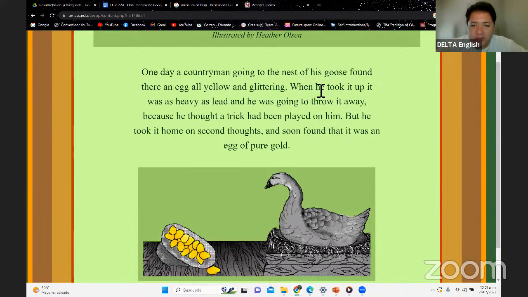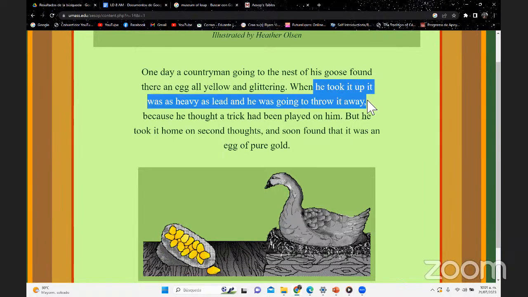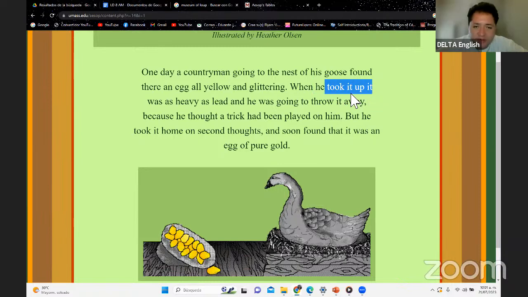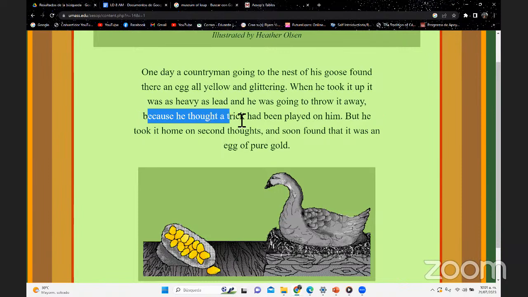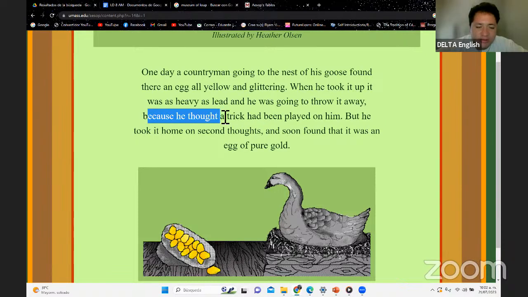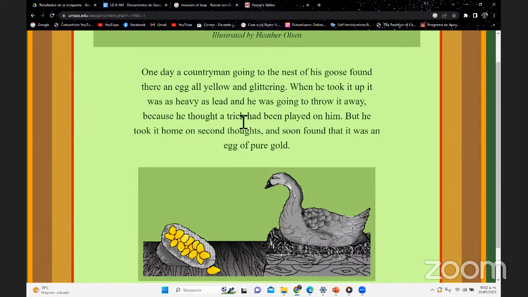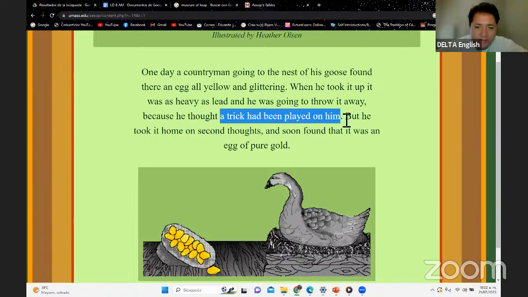Then we have the next one. When he took it up, he took it up, simple past. It was heavy and he was going to throw it away. What tense is that? Past continuous, excellent. Because he thought a trick had been played on him. He thought is simple past, and a trick had been played on him is past perfect. Past perfect with passive voice.